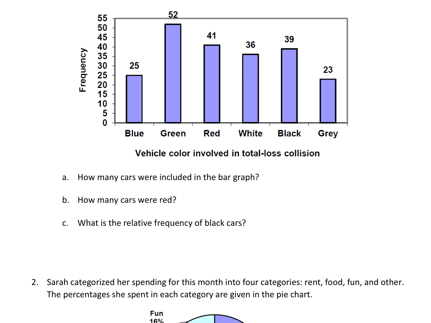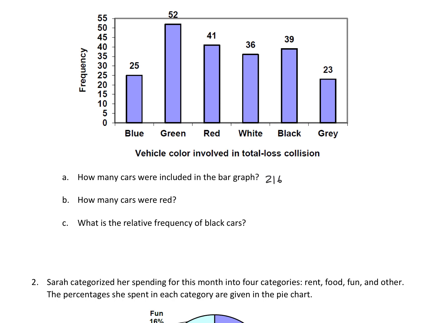Okay, so we're going to use that to answer the three questions. How many cars were included in the bar graph? So in this example, you just want to add up all the frequencies. So 25 plus 52 plus 41 plus 36 plus 39 plus 23. So when I added those up, I got 216.